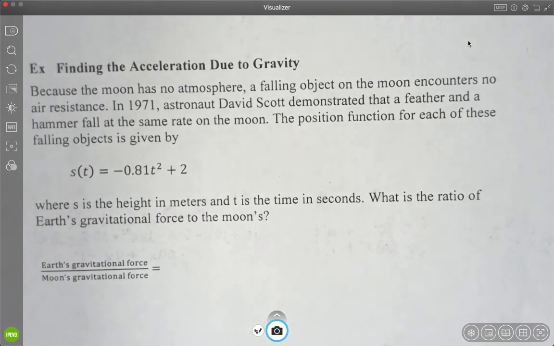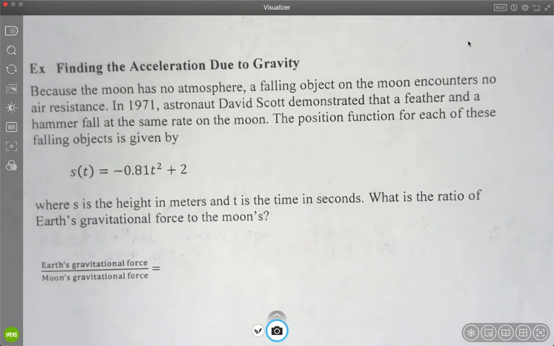In 1971, astronaut David Scott demonstrated that a feather and a hammer fall at the same rate on the moon because there's no air resistance. A hammer and a pencil should fall the same on Earth, even though one's heavier than the other. But a feather and a hammer won't fall the same because a feather will do this, right? Because there's air resistance. But on the moon, it will fall the same way. There is a gravitational pull on the moon. It will eventually fall, but very slowly.